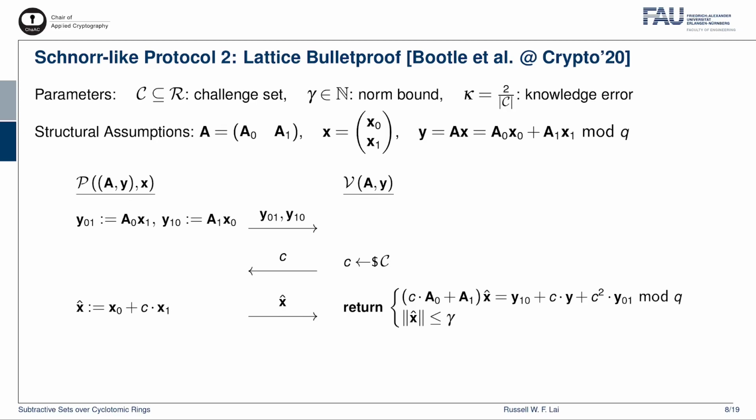Like in the first example, we notice that the knowledge error of this protocol is again inversely proportional to the size of the challenge set. Therefore, if we want to achieve inverse polynomial knowledge error, we again want to use a polynomial-sized challenge set.